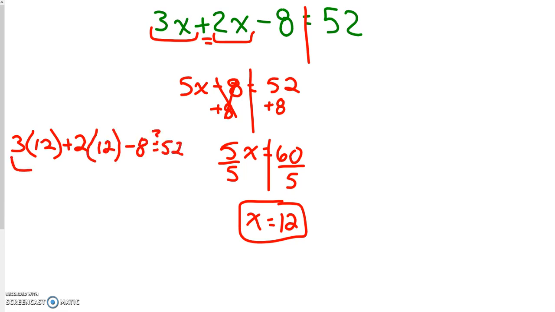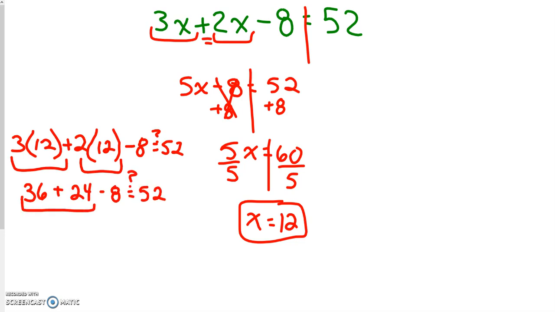Let's find out. 3 times 12, 36. 2 times 12, 24. All that will equal 52, hopefully. 36 plus 24, 60. 60 minus 8 is 52. 52 on the left does equal 52 on the right.